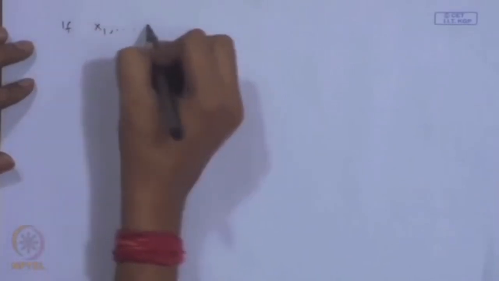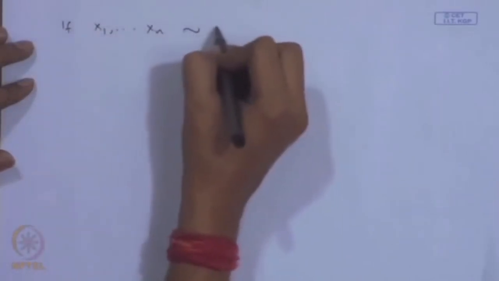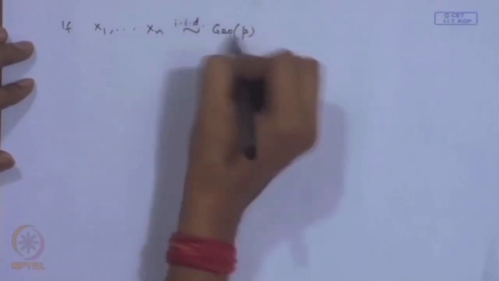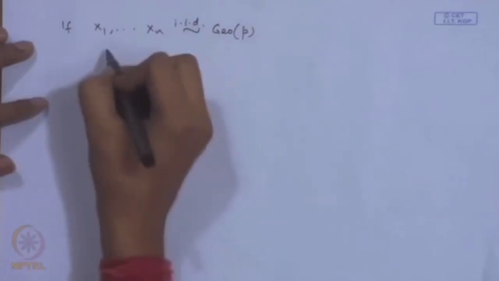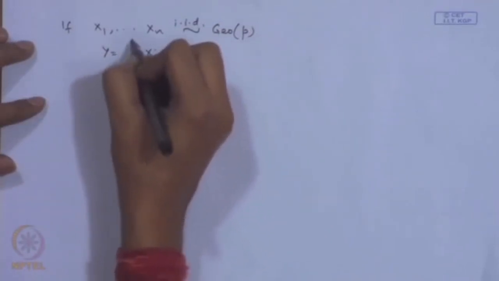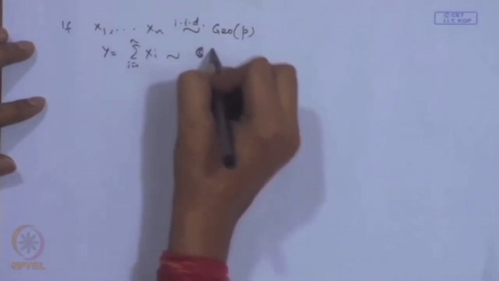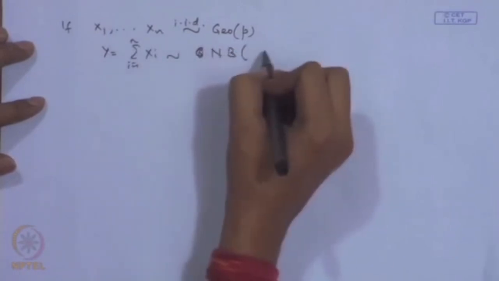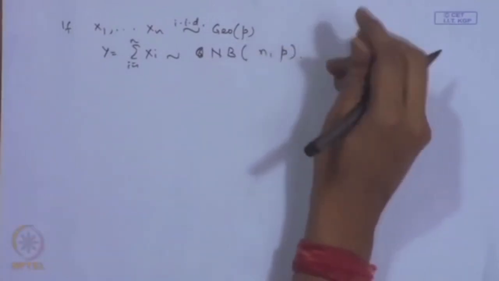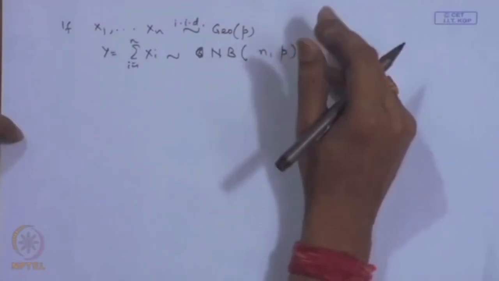if say x 1, x 2, x n are independent and identically distributed geometric random variables, then y, that is equal to sigma x i, i is equal to 1 to n, will follow negative binomial n, p distribution. That is, the sum of independent geometric random variables is a negative binomial distribution.